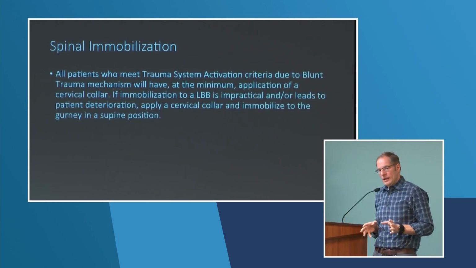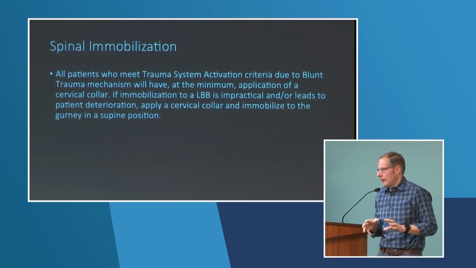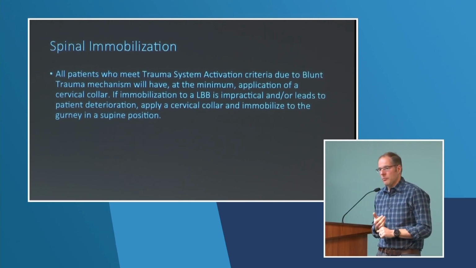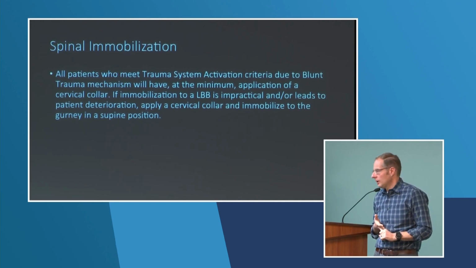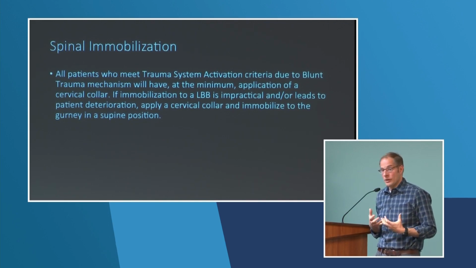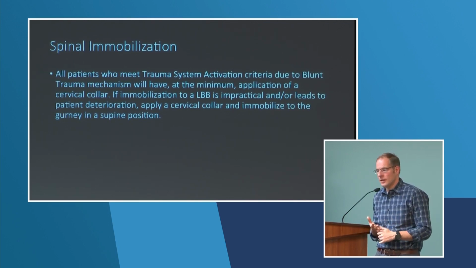Trauma system activation: the policy in this county is that if you're having trauma activation from a blunt mechanism, you need at least a cervical collar. Long backboard if possible. If there's a deterioration and for some reason that's not possible, then apply the cervical collar and immobilize the patient to the gurney. This is a case where it really matters to document your reasoning, what you're finding clinically, and why you chose to do or not do that.